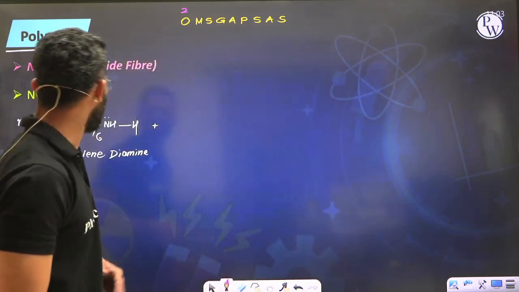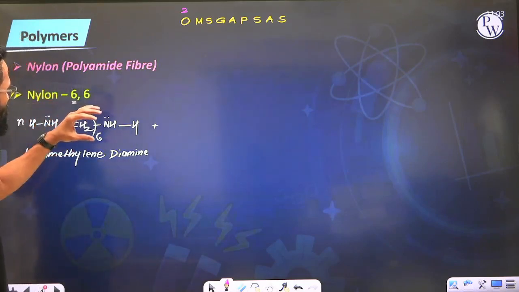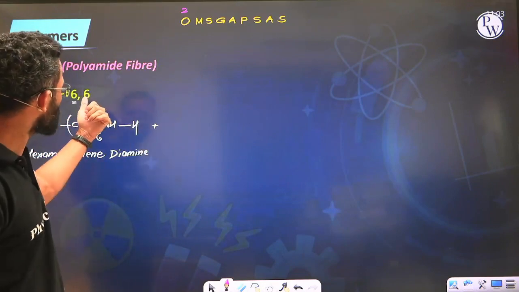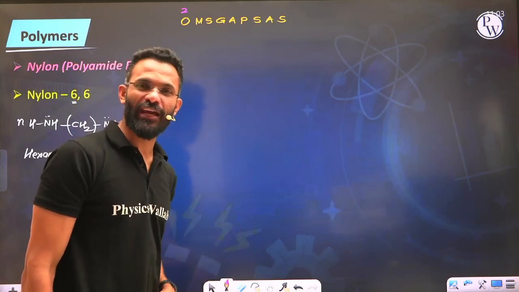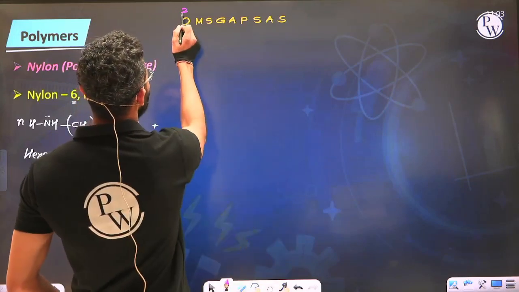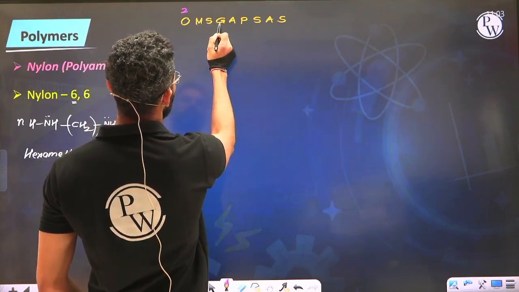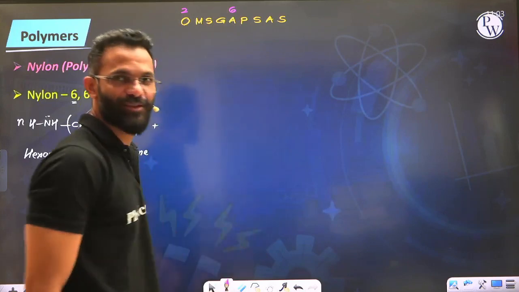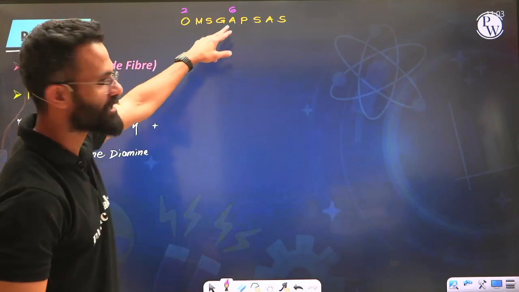Since I'm talking about nylon 6,6, the first 6 indicates a monomeric unit having 6 carbons, which is hexamethylene diamine. The next is also a monomer having 6 carbon atoms, and it's a dicarboxylic acid. Can we figure out what that is? Of course, we can. If oxalic acid contains 2 carbons, then malonic will have 3, succinic 4, glutaric 5, and adipic will have 6 carbon atoms. So the monomer that we will be using in nylon 6,6 is adipic acid.